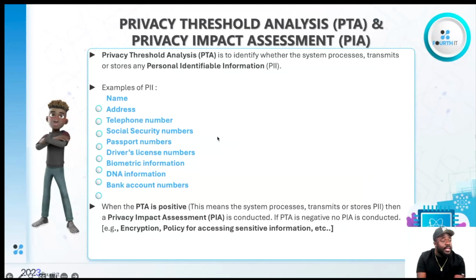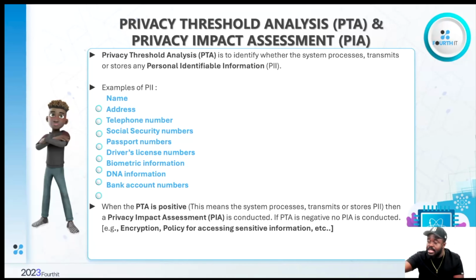Okay. Now, under categorization, we also do one thing that we call PTA and PIA. Now, when we say PTA, what do we mean by PTA? What PTA means is privacy threshold analysis. The privacy threshold analysis is an artifact that we do.